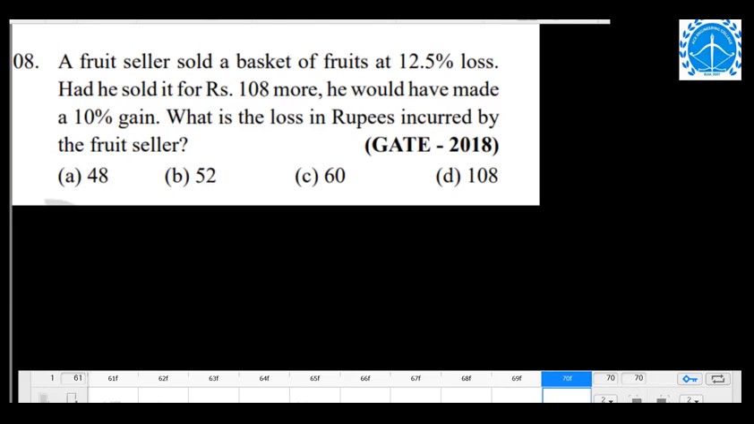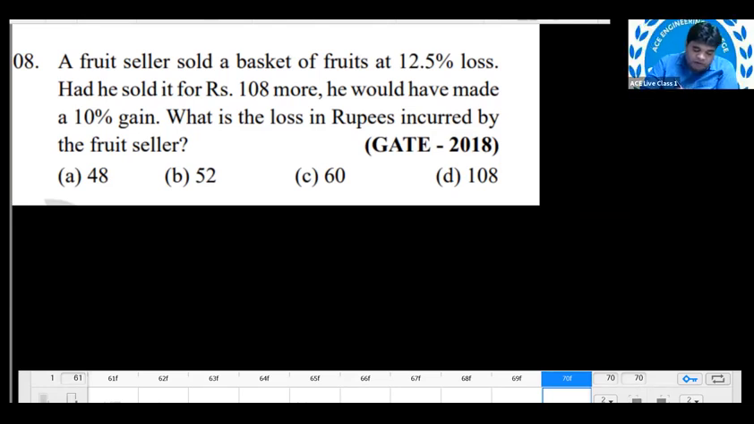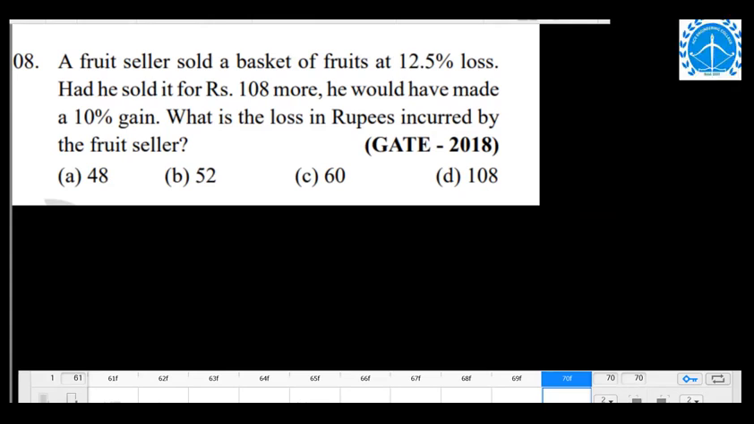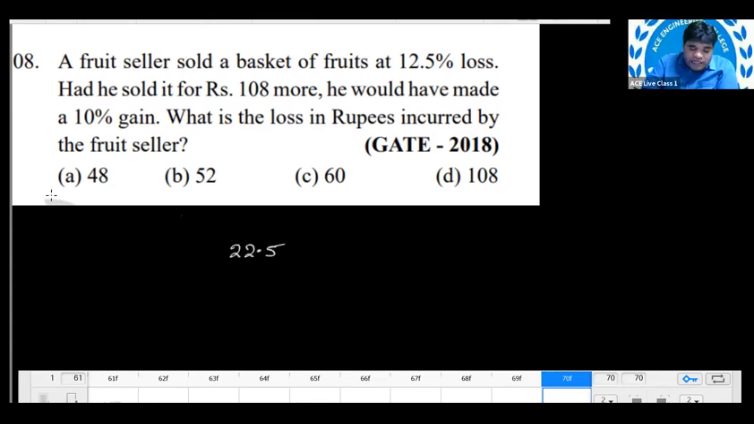So what is the first step? Tell me. How much percentage is equal to 180? 22.5%. Excellent. So 22.5% is equal to 180. But here what is the requirement? What is the loss in rupees incurred by the fruit seller? So actually what is the loss here?